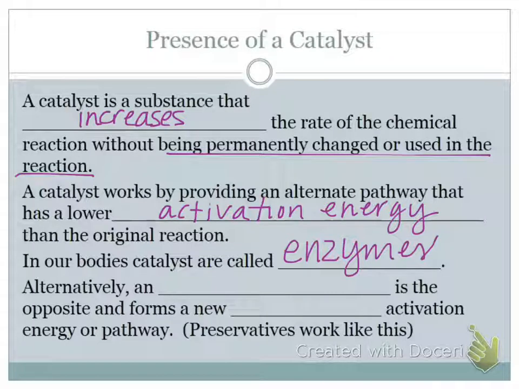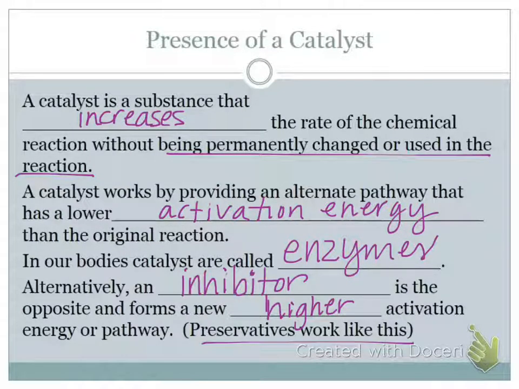Alternatively, it's basically the exact opposite of a catalyst. We have something called an inhibitor. And it is exactly the opposite. Instead of increasing the rate, it decreases it, and it forms a new pathway that has a higher activation energy. So it tries to slow down the reaction. And preservatives are a good example of that. We put preservatives in our food to inhibit the decomposition process of your food so it doesn't mold as quickly.